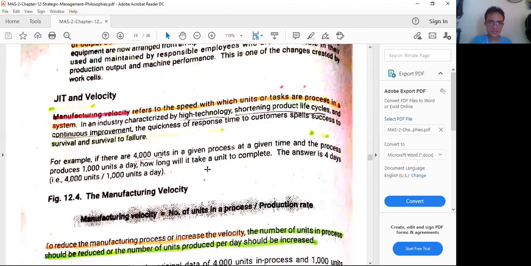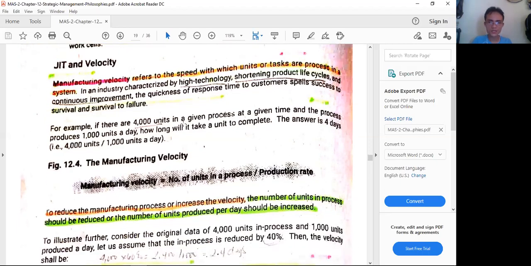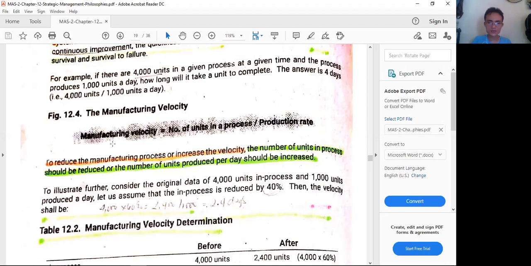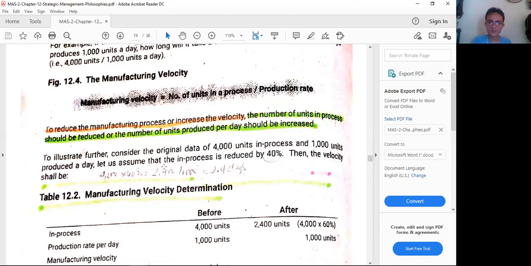So, just-in-time and velocity. Manufacturing velocity refers to the speed with which units or tasks are processed in a system. Velocity, just like in physics, means how fast with respect to time the tasks or units are being processed, meaning they are done. For example, if there are 4,000 units in a given process at a given time and the process produces 1,000 units a day, how long will it take a unit to complete? 4,000 units overall, 1,000 units per day, that's simple division, that's 4 days. So the manufacturing velocity is the number of units in a process divided by the production rate.